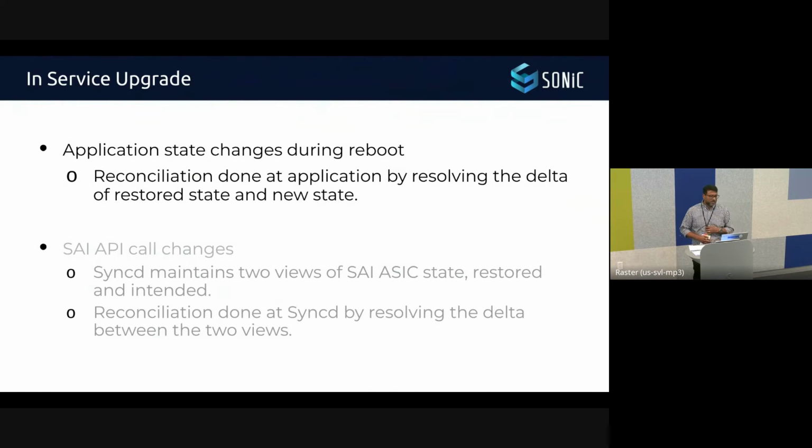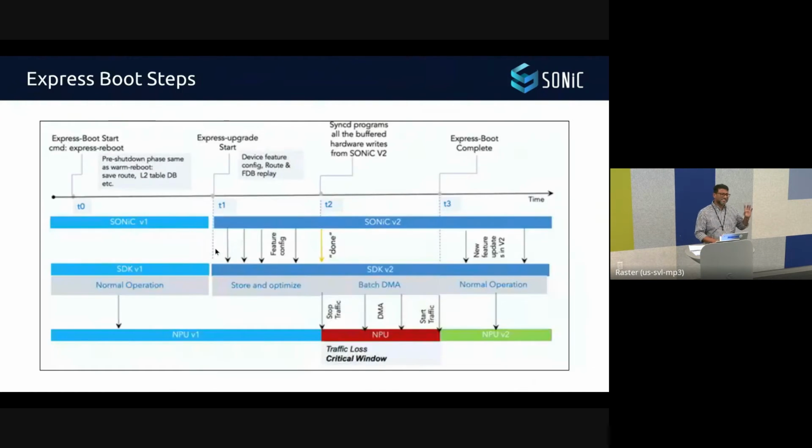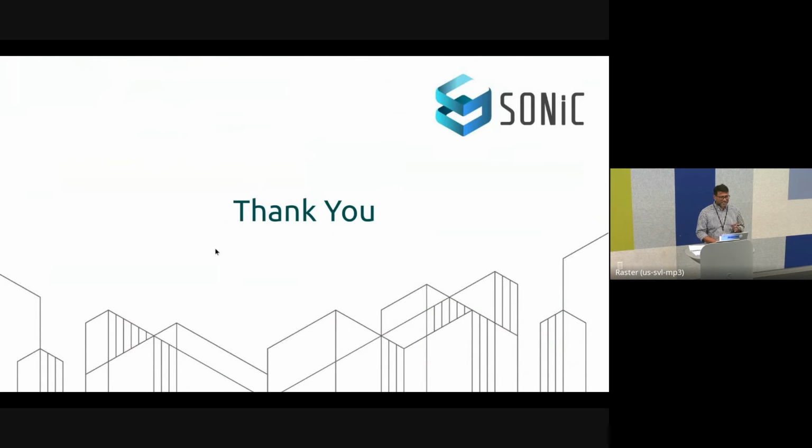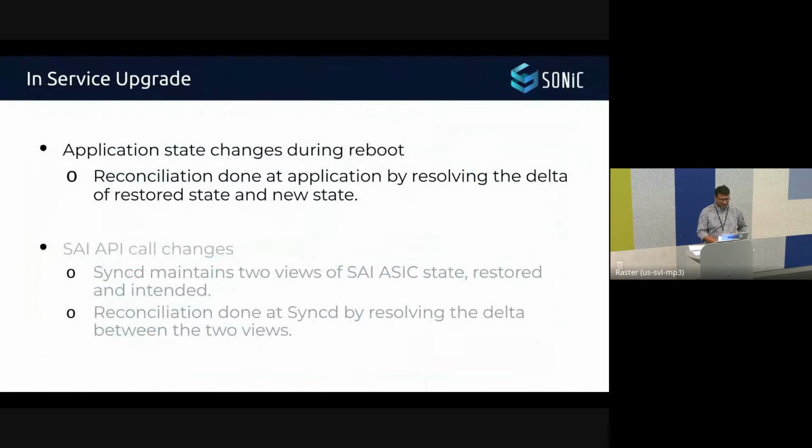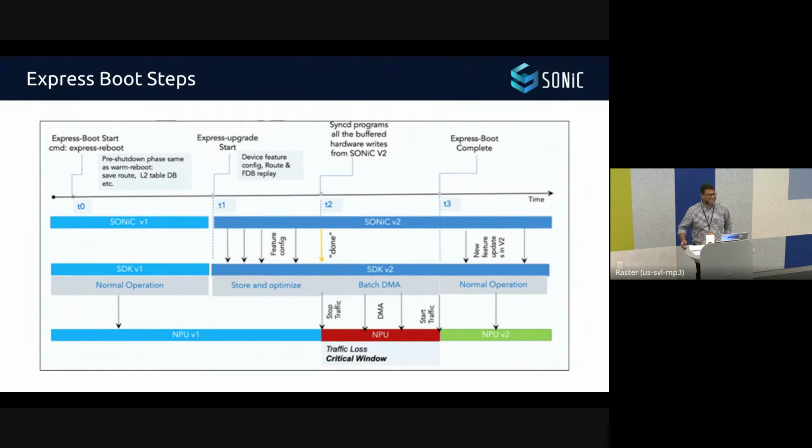The SAI API call changes. In the warm boot case, it used to maintain two queues, the SAI ASIC state restored and intended. This is no longer needed with express boot. There was already a talk on this, and they were calling the term RSR or something. I like to stick to ISSU, which has been there for a long time.